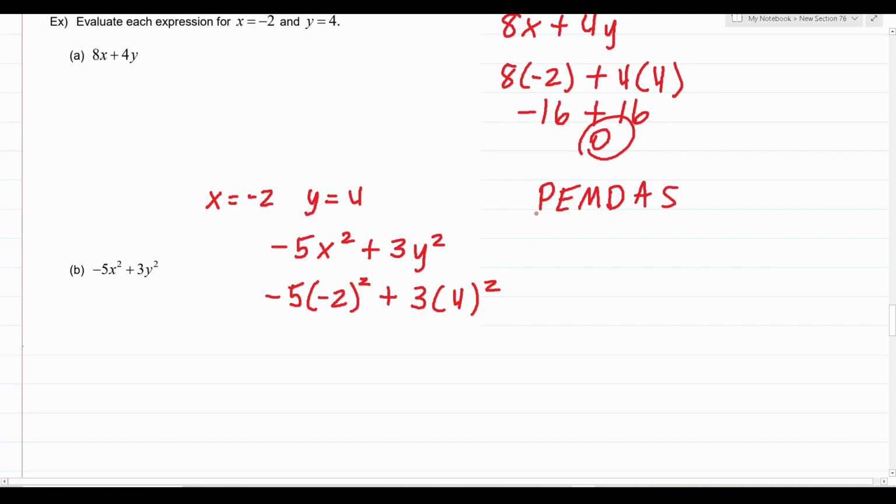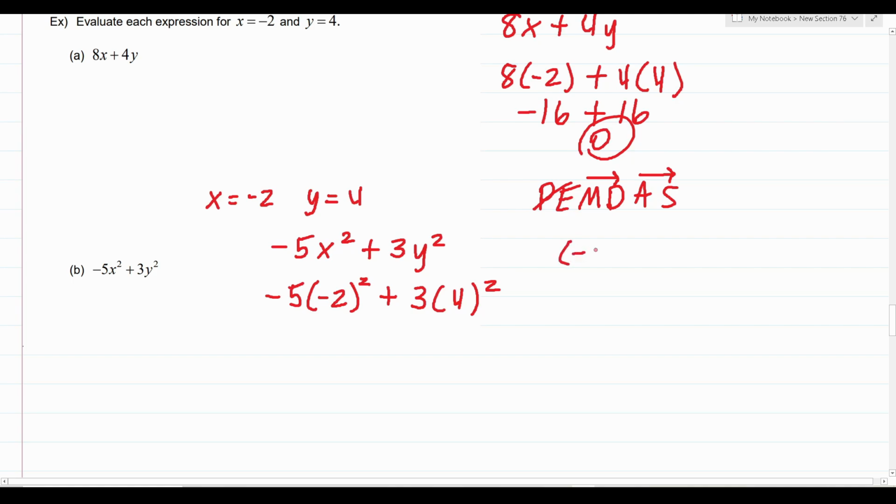Again, we're going to look for parentheses first, exponents next, then we're going to work out multiplication and division as they appear in the expression from left to right, and then finally, we're going to work out addition and subtraction as they appear in our expression from left to right. If we quickly look through this, we can see that we have no parentheses to work out, but we do have some exponents here to take care of. So let's take care of those.